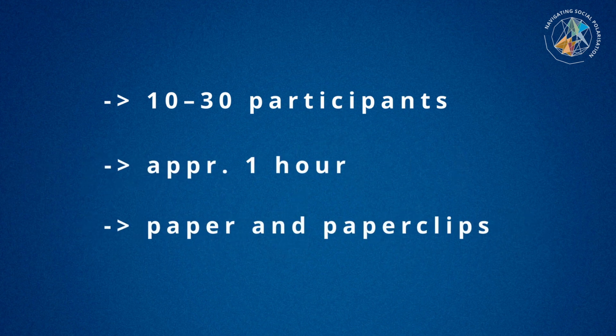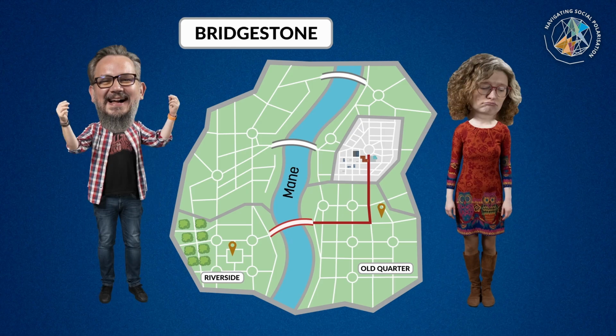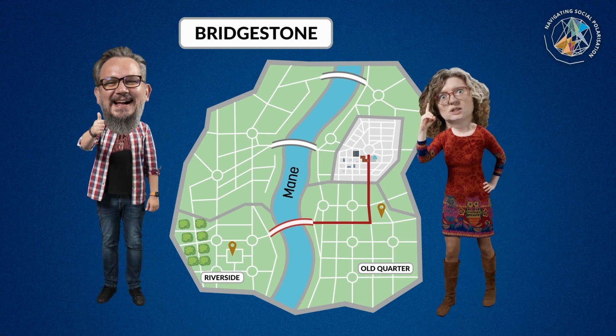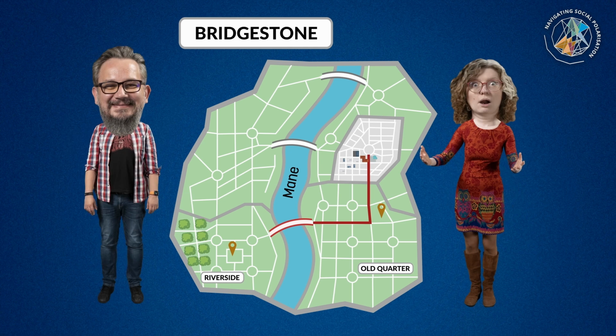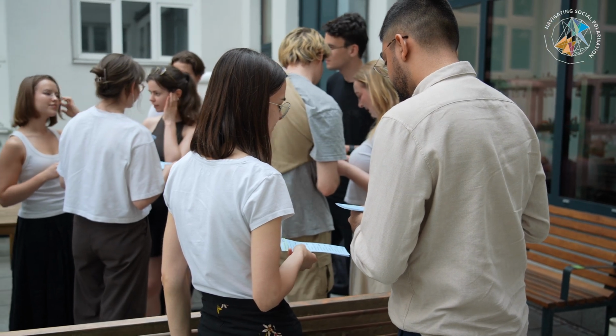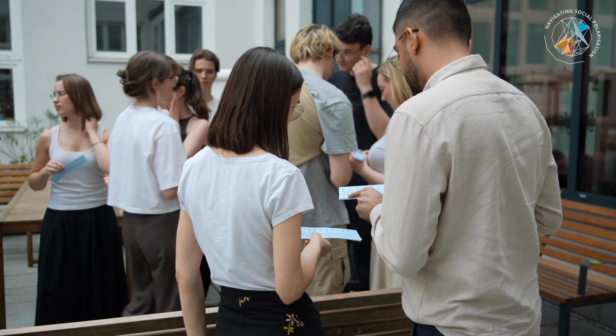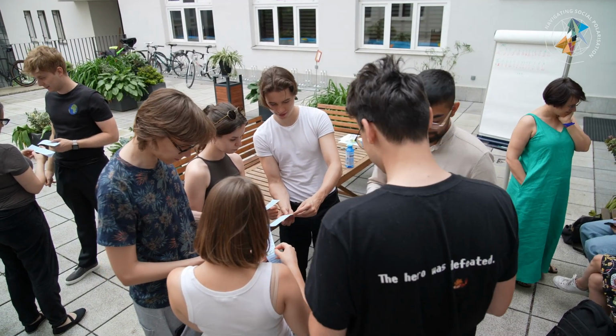What you'll need: 10 to 30 participants, about an hour, some paper and paper clips. The game starts with a short video that sets up the storyline. Students meet Mel and Ian, who live in a fictional city of Bridgestone and who disagree on whether a new bridge should be built in their town. Students then role-play the citizens of this town, discussing the issue and observing how the situation evolves.